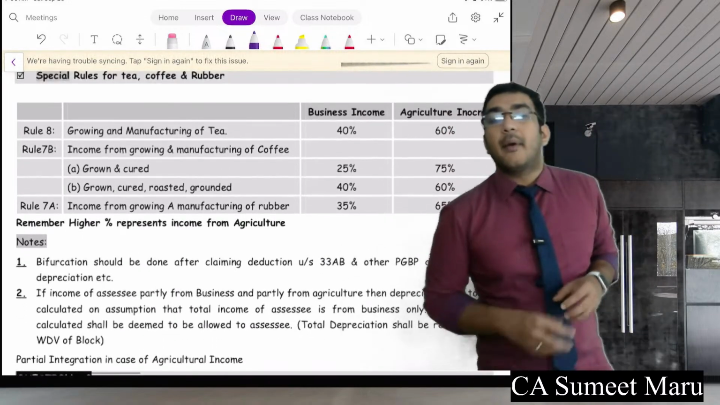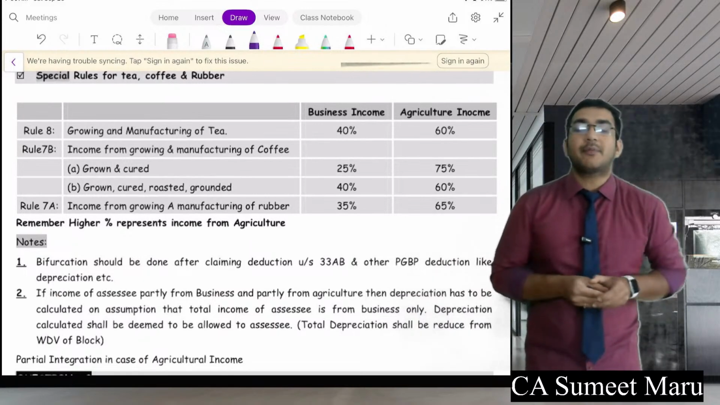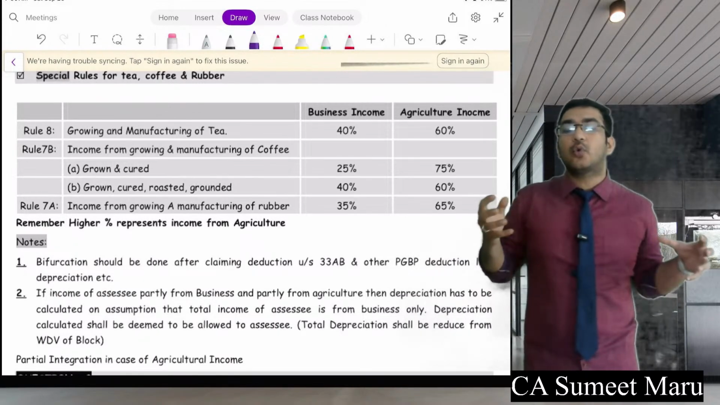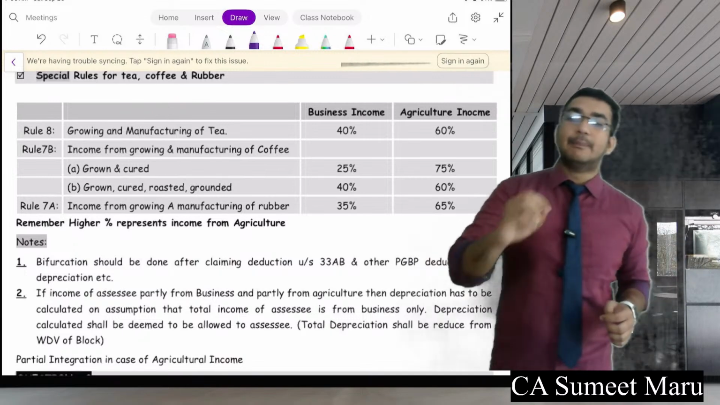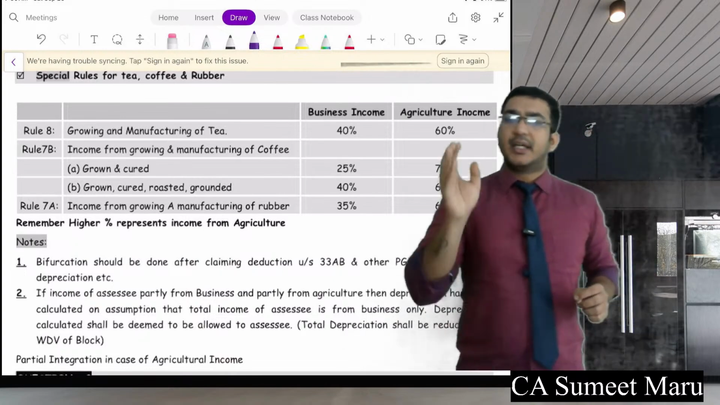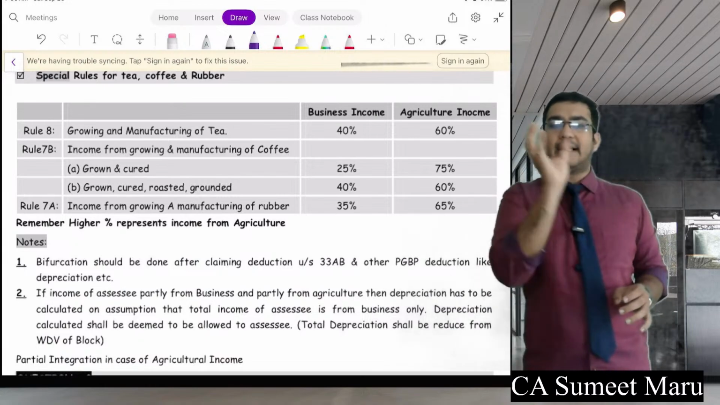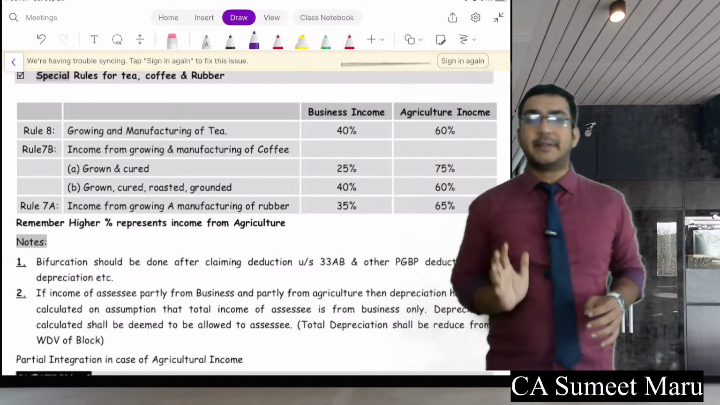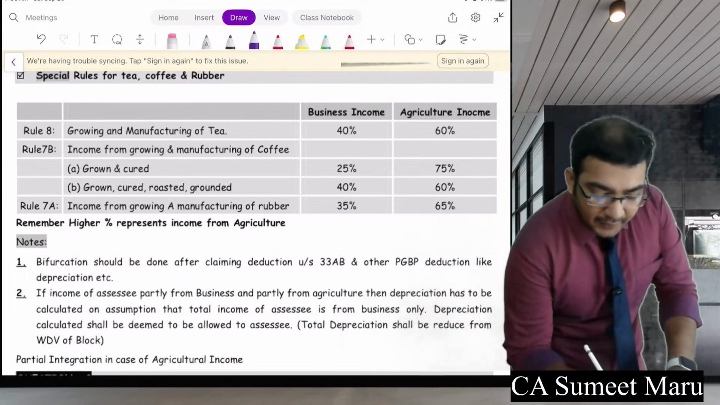Now in certain businesses, there was a problem. What was the problem? That it was difficult to quantify how much is agriculture and how much is business. So the government has themselves given a direct percentage. If you do this process, this much percentage of your income will be agriculture, this much percentage of your income will be business. So first, growing and manufacturing of tea.